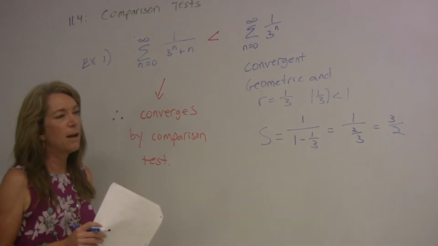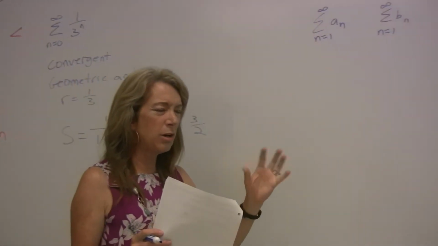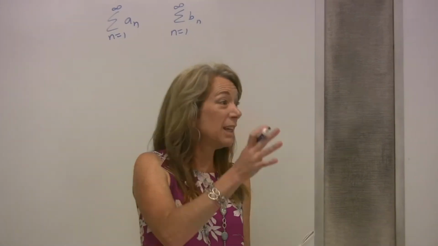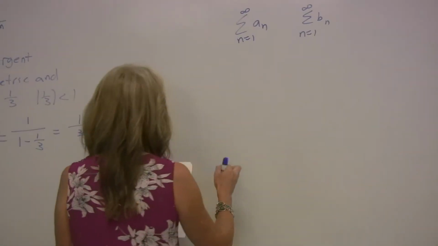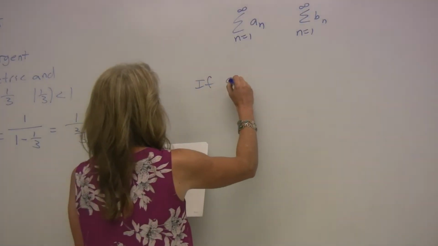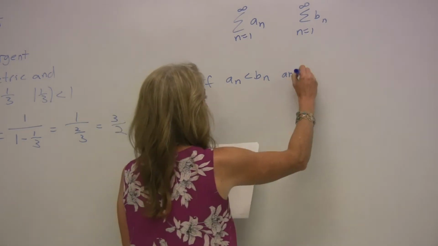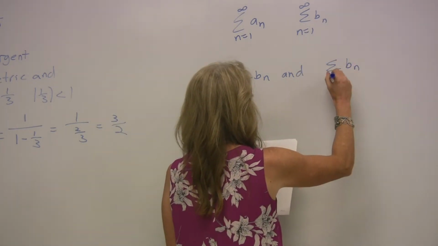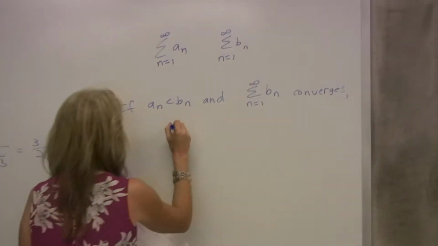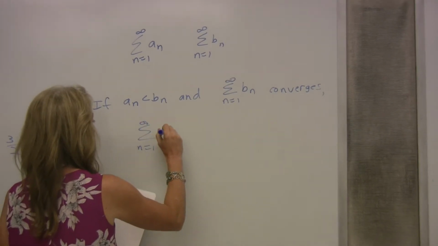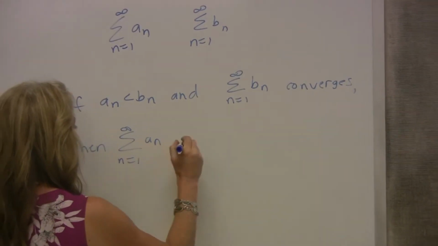And the smaller than only has to be eventually smaller. Some series are weird at the beginning, like it's a little bit bigger, but eventually it's smaller because of the way the terms are working. If it's eventually smaller, then it will work. Smaller than a convergent series means it's convergent. Now that's the first part. If an is less than bn, I'm going to write it up here, and we know that bn converges, then the series for an converges as well.